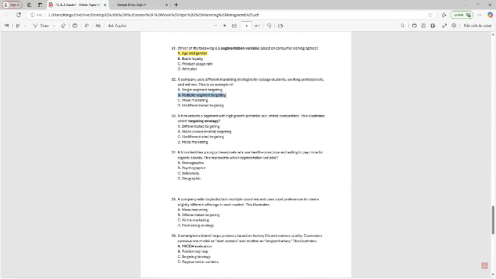Multiple segment target. Multiple segments targeting is not the same type of segmentation.